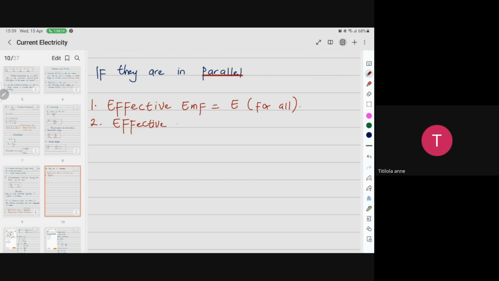The effective resistance, remember small r, when they are in parallel, will now be equal to R divided by N. Are we together? Do you understand what happens here now? Does it make sense? For those cells, when they're in parallel, what happens? When they are in series, what happens?